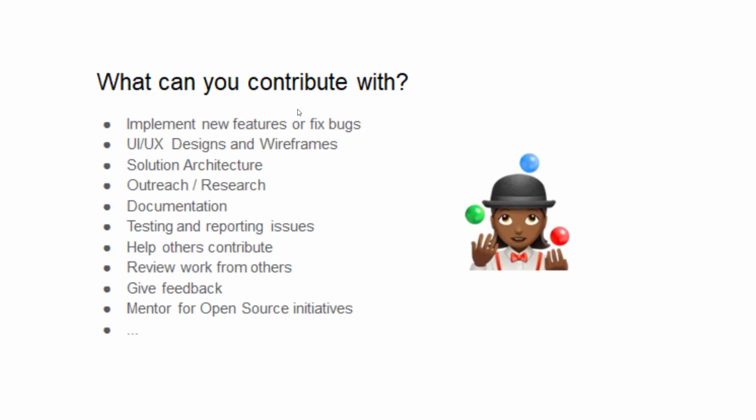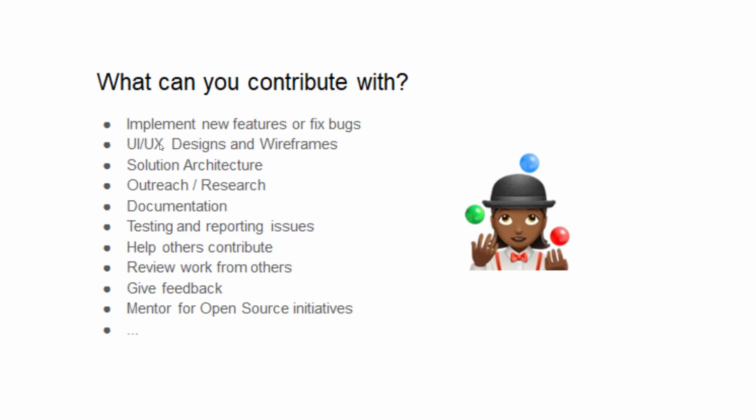Now, what can you contribute with? You can implement any new feature in the project or fix any bug. Let's say you took part in Boss, the competition by Coding Blocks. So you are working on their Android application, the CB app, and there is a bug in the app. You can fix that and you can get a bounty for that. Okay, they give you points for that.